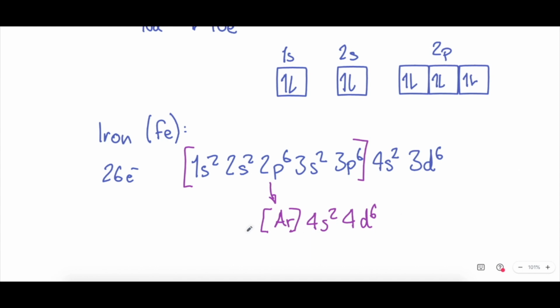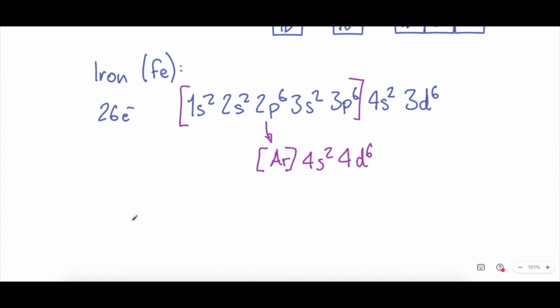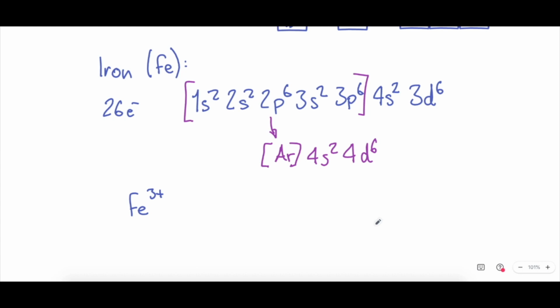Now, what would happen if instead of iron we had Fe3+? So your iron has lost 3 electrons. Now this is important. In transition metals, the electrons get lost from the 4s orbital first. So in transition metals, electrons get lost from the 4s subshell first before your 3d subshell. So that means if you're losing 3 electrons, you'd lose both electrons from the 4s, and then you have 1 more to lose, and that would then get removed from your 3d.